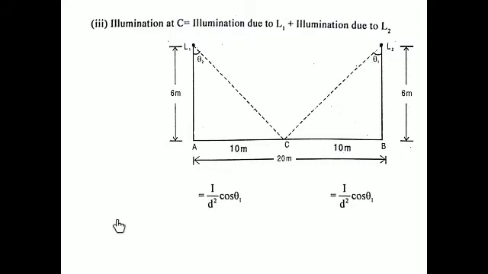So once you find the D and the cos theta, substitute both, and the illumination differs. Here it is 500, here it is 400. So for that the value has changed. It came to 1.8 and 1.5. After that you need to add these to find the total illumination at C. So that's all, people. This is the way you can solve problems in street lighting design.